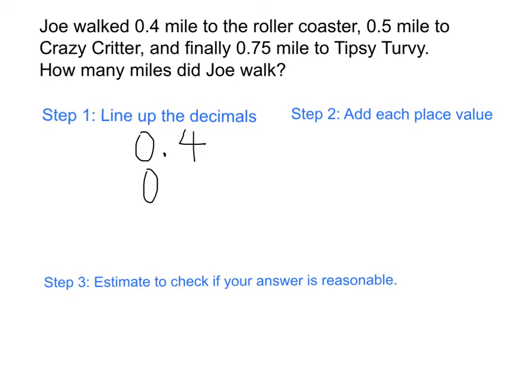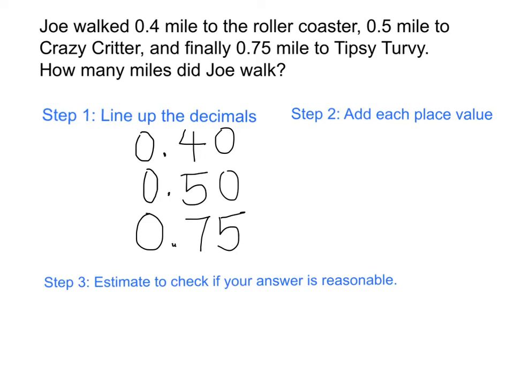So I'm going to line it up. My ones are together, my decimal points are together, and my tenths are together. Then how far did he walk last, Chris? 0.75. Good. So again, I'm going to line up my ones, my decimal point, and my tenths. And in this one, I have hundredths, so I will go ahead and write that over here. Do I have any hundredths in my first few decimals? No. So what can I put there instead? Zero. Zeros, good.